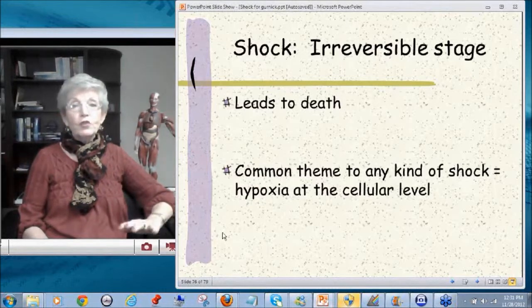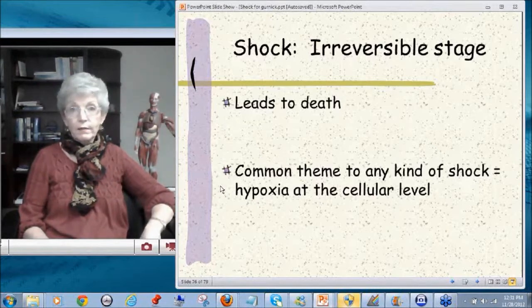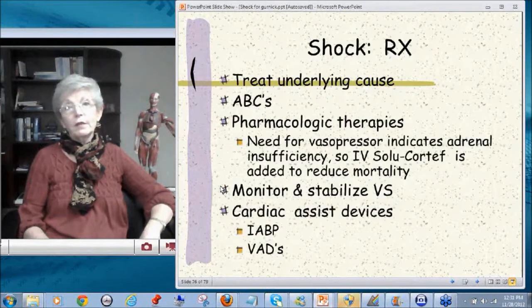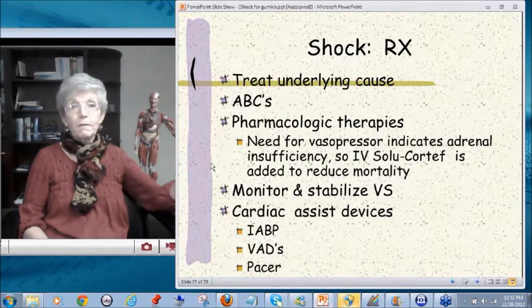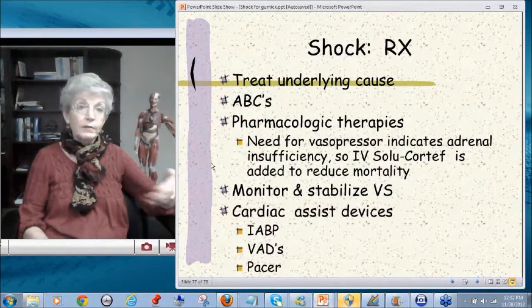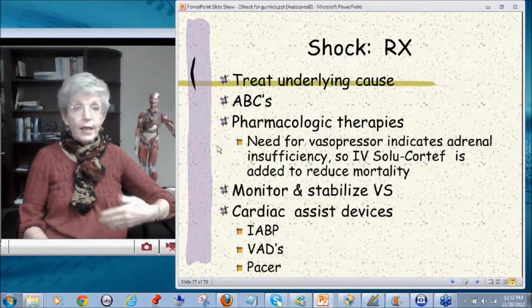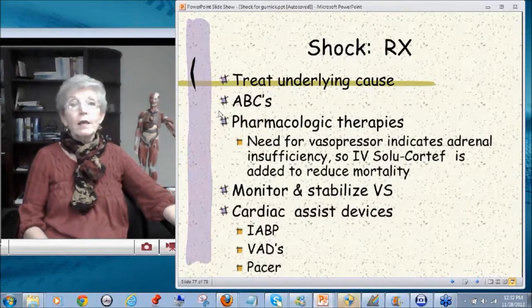But again, in shock, what we see in the irreversible stage is it leads to death. And again, the common theme to any form of shock is hypoxia at the cellular level. So what are some of the treatments? Well, certainly we want to treat the underlying disease. If it's hypovolemia, fill them. If it's MI, support the heart. If it's sepsis, the antibiotics, et cetera. We always want to follow our ABCs of care, airway, breathe, circulate, which now is BAC, breathe, airway, circulate.